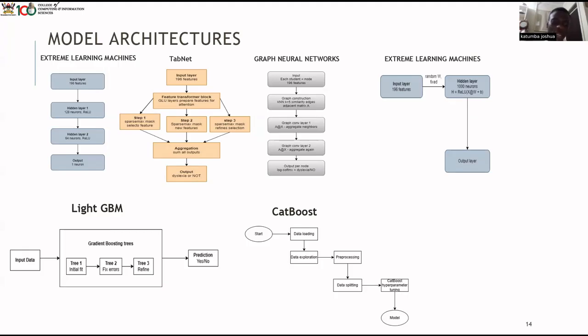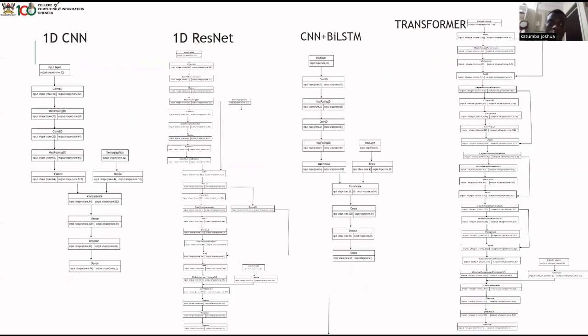Afterwards, we had an LGBM model, which took in input data. It had a number of decision trees, and decision trees would basically take in the data, process it, look for patterns, fix errors, refine and aggregate to give a prediction. Then it also had the CatBoost model, which had data loading, exploration, preprocessing, data splitting, and then hyperparameter tuning to fine-tune the model, and finally to give us the final model.